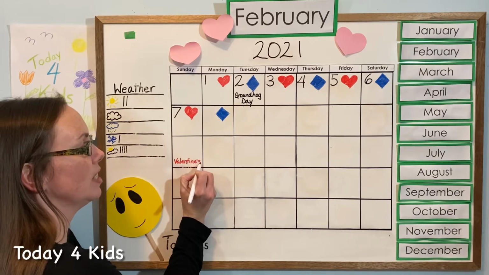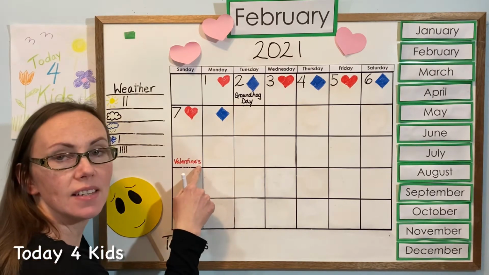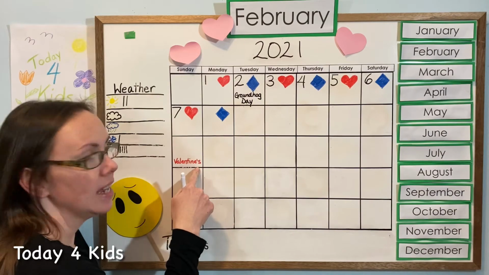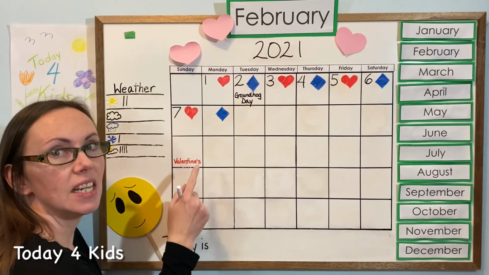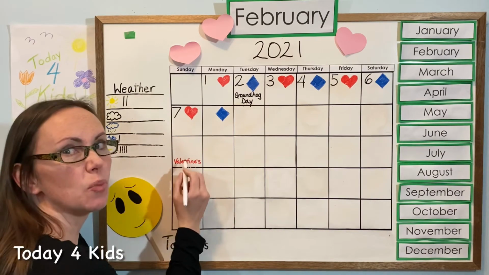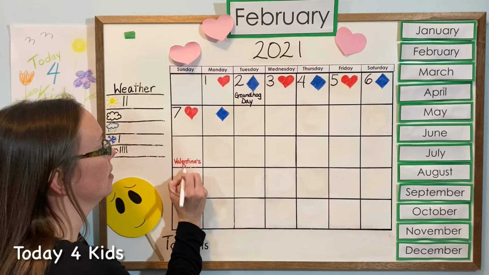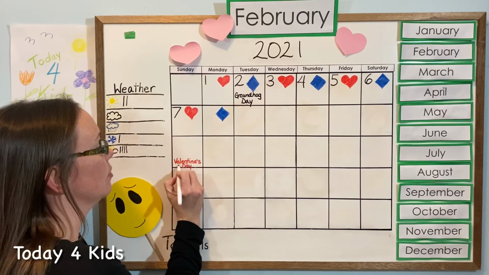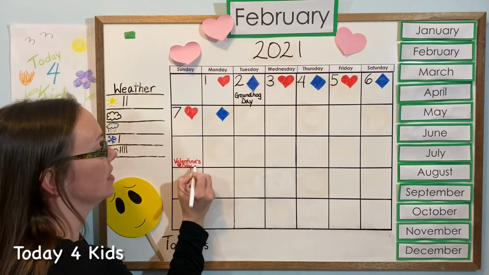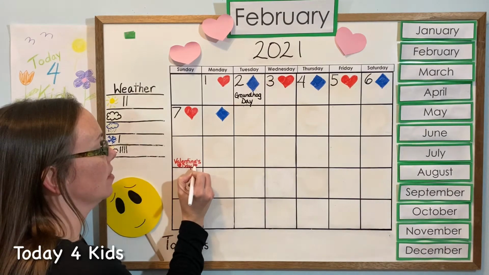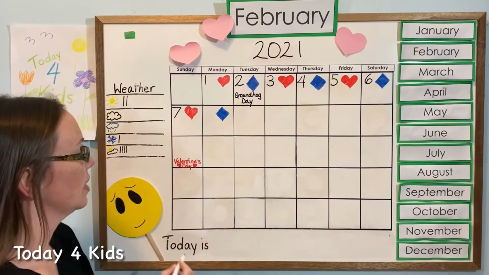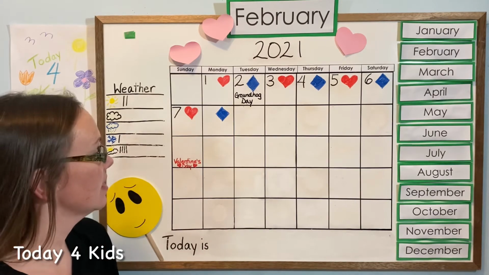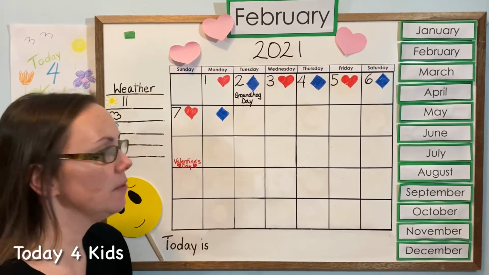V-A-L-E-N-T-I-N-E and apostrophe S. We talked about that apostrophe S, didn't we? That means it belongs to somebody. And this day belongs to Valentine. So there's a whole story behind that, and we'll talk more about that on Valentine's Day. I'm going to put some little hearts here because I don't know yet if our heart rhombus pattern is going to be a heart on Valentine's Day. We'll find out on that day, okay?